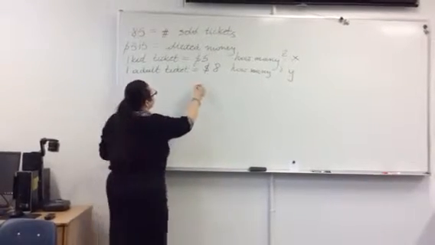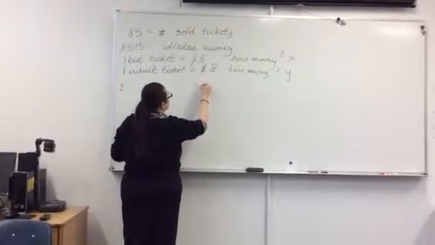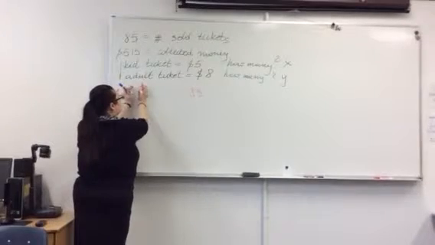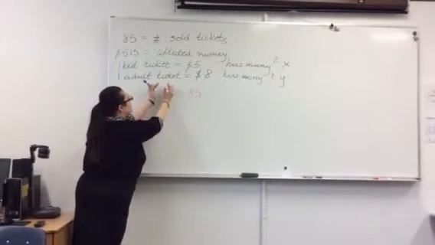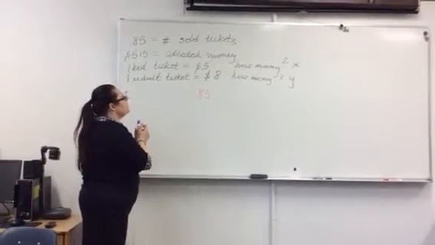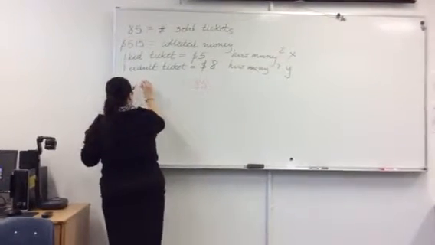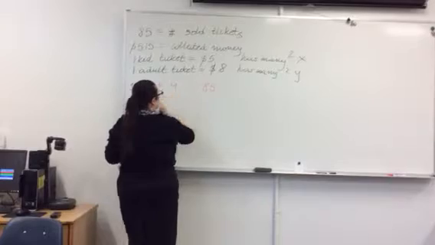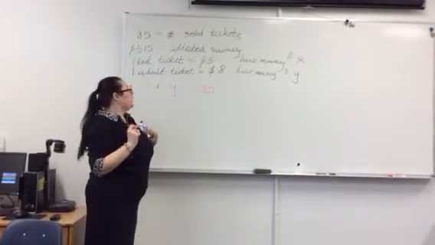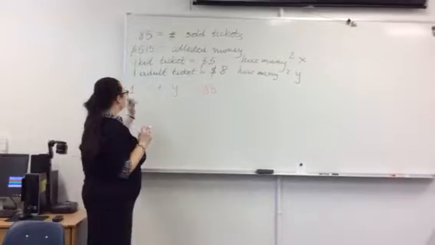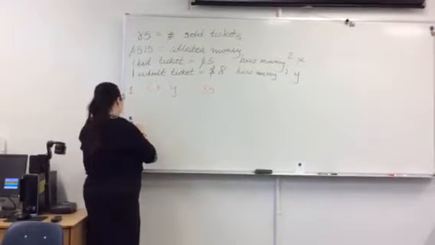So we know that we have 85 tickets sold, yes? All together, but we don't know how many of the kid tickets and how many of the adult tickets. We know that we add X to Y, and it will give us the number of the sold tickets. So that's our first equation.